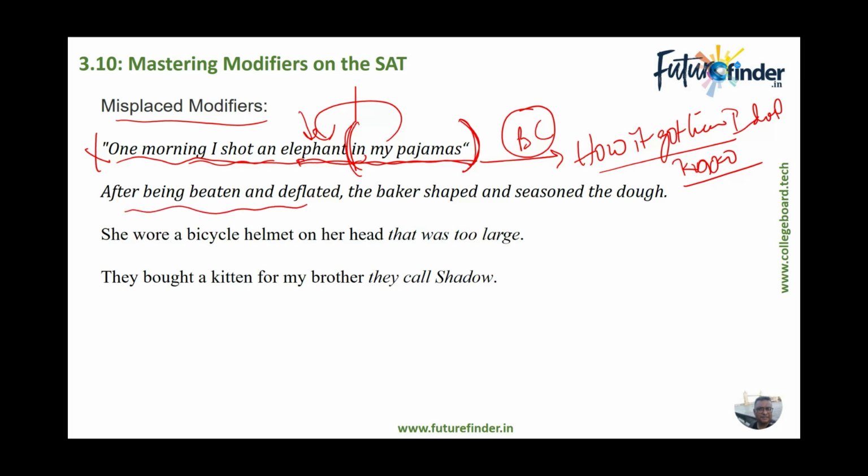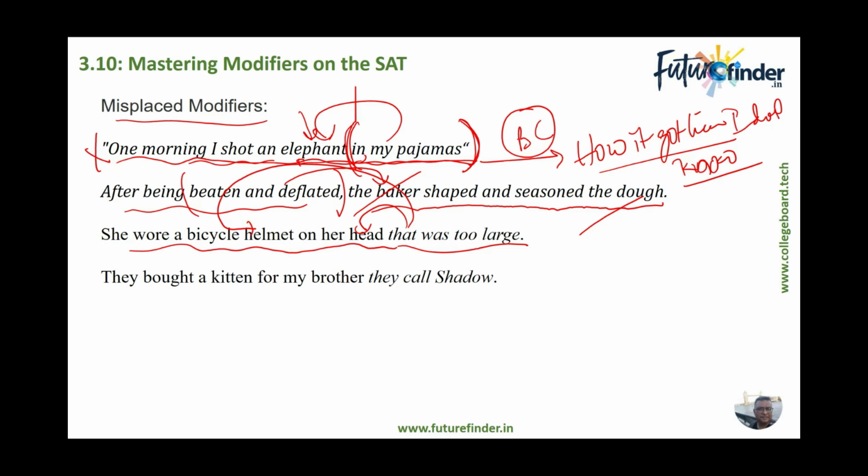After being beaten and deflated, the baker shaped and seasoned the dough. Very good. After being beaten and deflated, the baker. So who was beaten and deflated, the baker or the dough? Right? So, a misplaced modifier. She wore a bicycle helmet on her head that was too large. Now, was the head too large or the helmet too large? That is the question. They bought a kitten for my brother they shall call Shadow. They shall call Shadow what? My brother shall be called Shadow, or the kitten shall be called Shadow. Classic examples of misplaced modifiers in sentences.